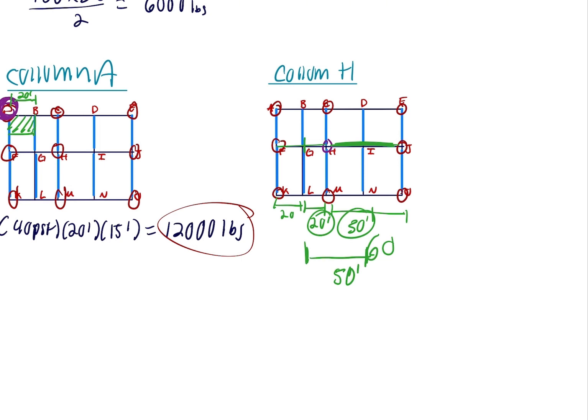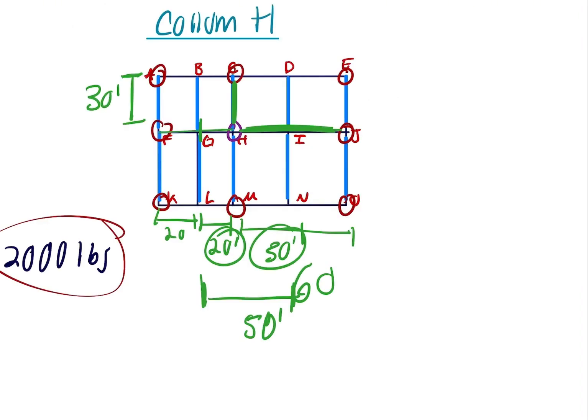And we will do the same for the one above it, above column H. So we know that this length is 30 feet. So then we know that it's 30 feet. So then we know that it will have to take 15 feet from this.